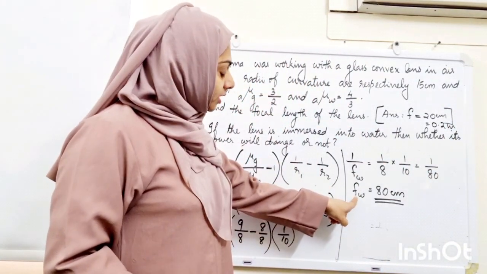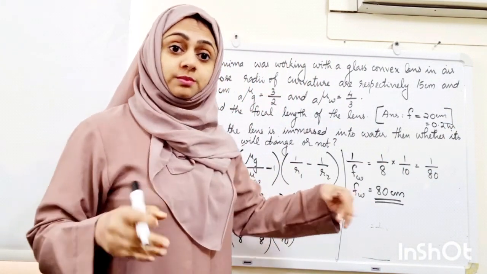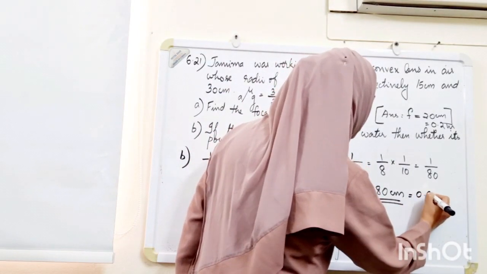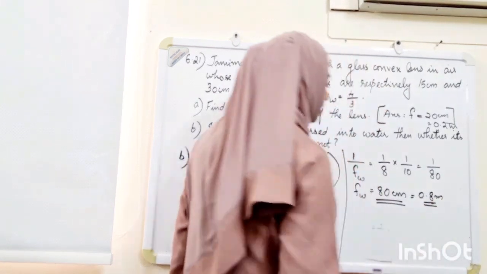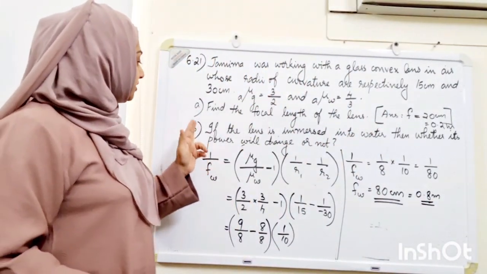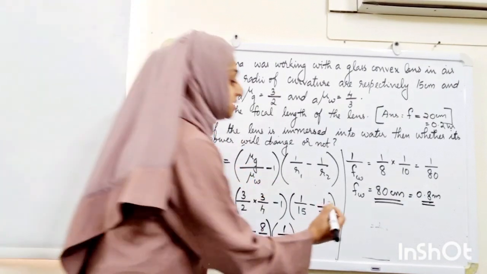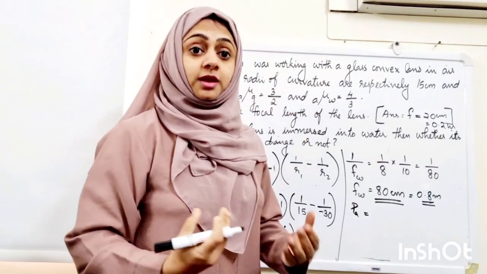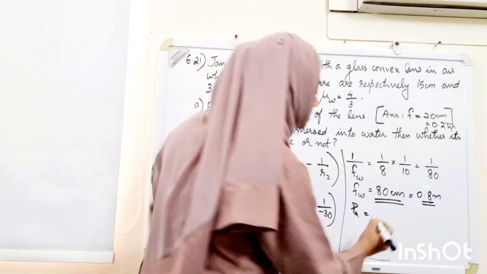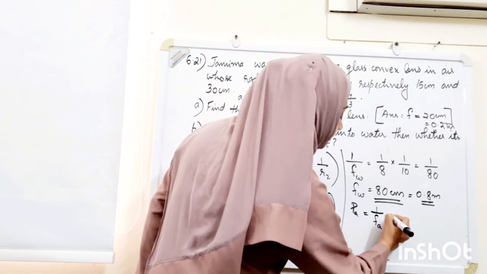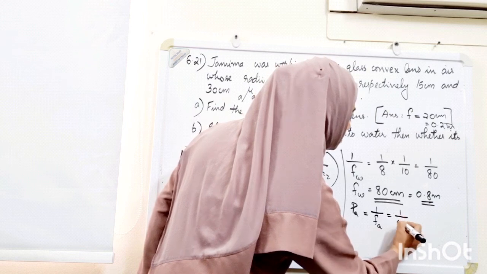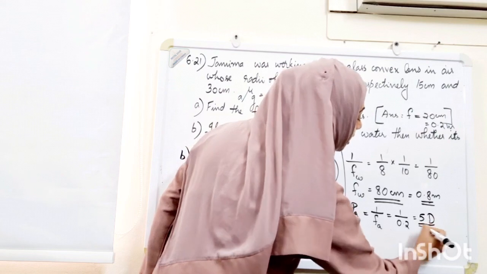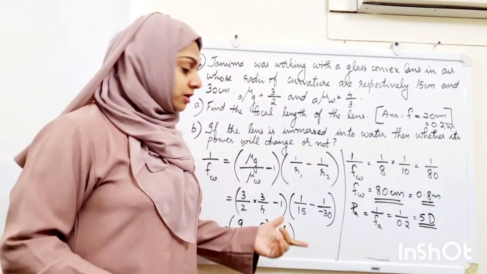And again, the focal length of the lens when it is immersed in water is equal to 80 centimeters, which is equal to 0.8 meter. Now, let us go forward and find the power in each case. PA represents the power of the lens when it is kept in air. So, power of lens PA is equal to 1 by FA represented in meters. So, 1 by 0.2 which is equal to 5 D, for diopters, that is the unit of power of a lens.